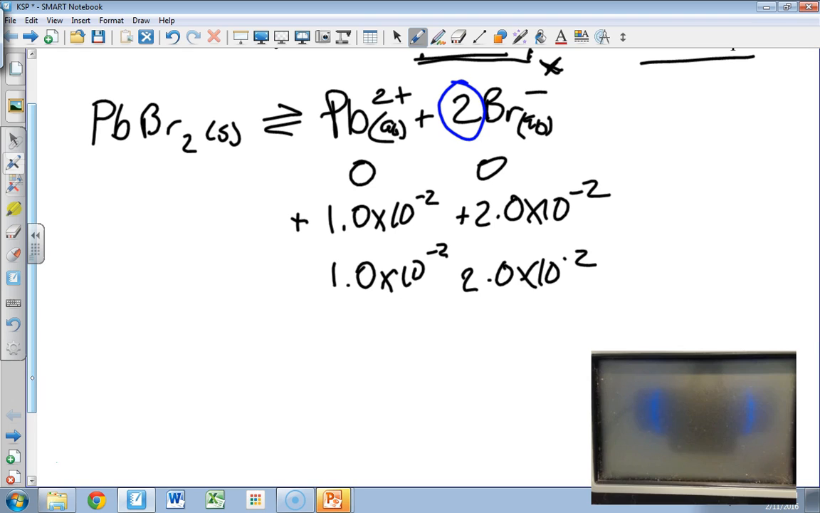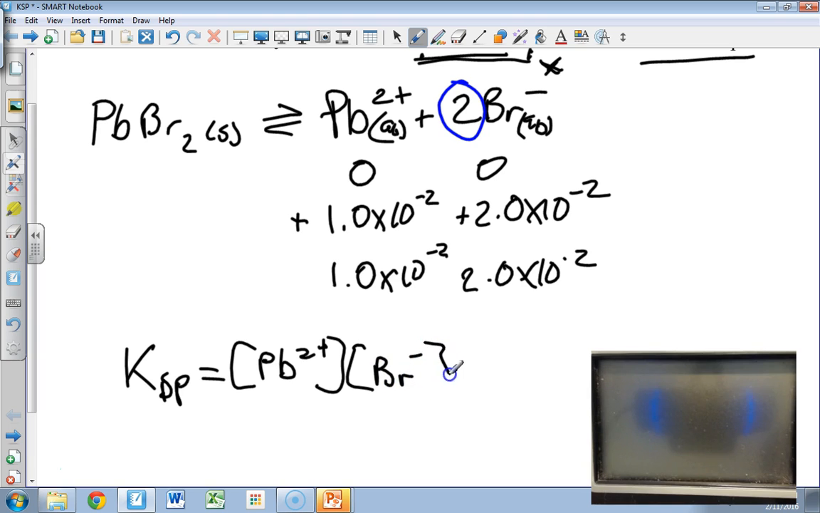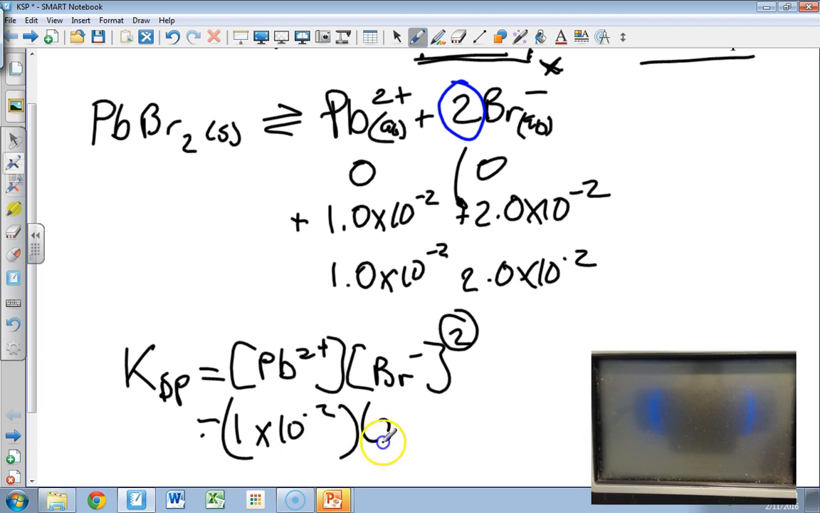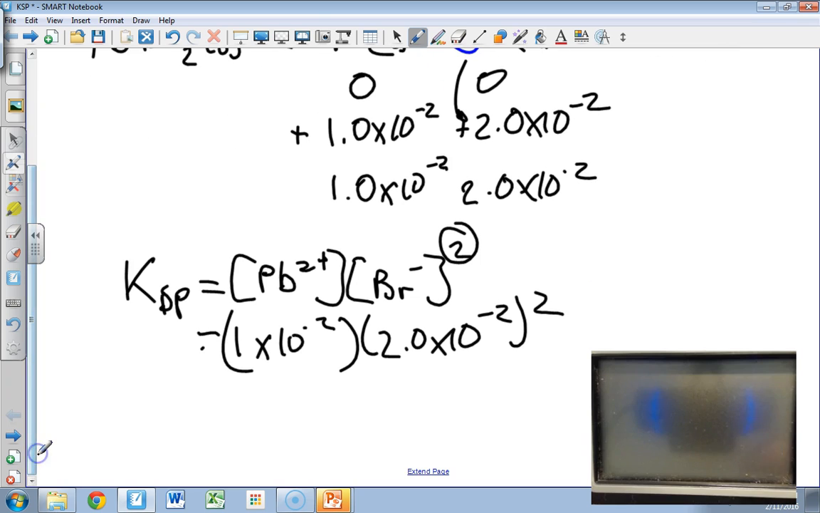Okay, well, now we figure out Ksp. So this equals the concentration of Pb2+ times the concentration of Br-, and that is squared. Keep in mind that this 2 is for the stoichiometry, and this 2 is for the equilibrium. Two different applications, and so you have to do it both times. It's a big hang-up. So 1 times 10 to the negative 2 times 2.0 times 10 to the negative 2 squared. And so now we'll plug that into our calculator.